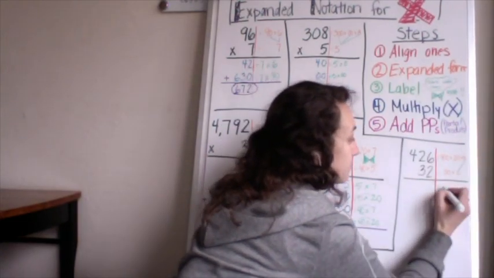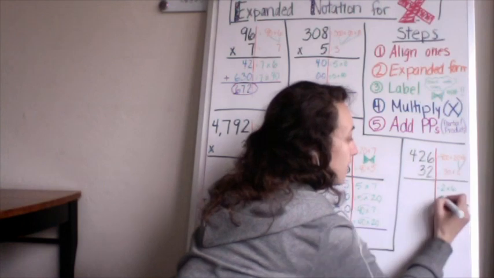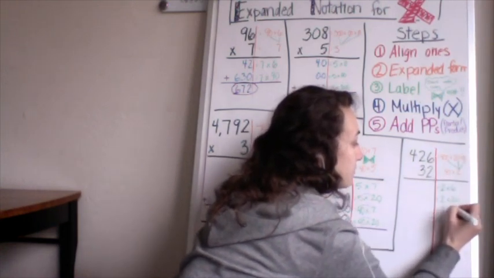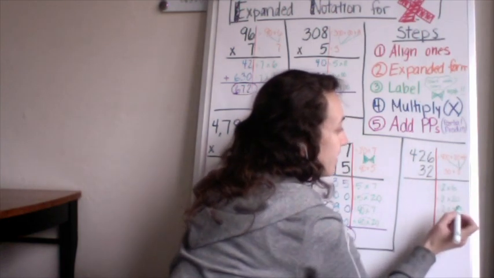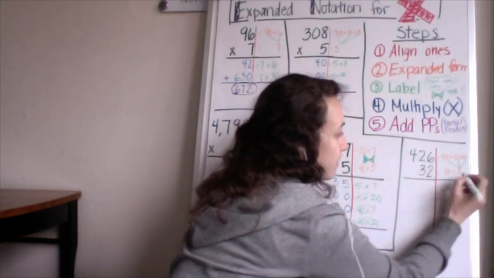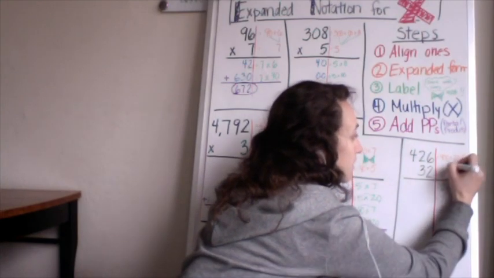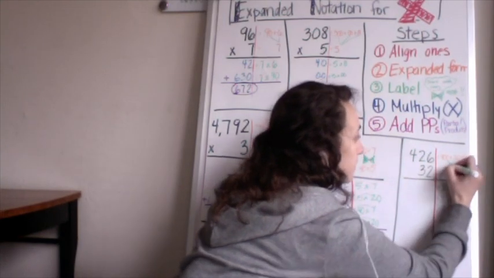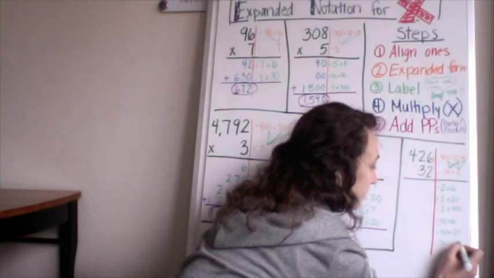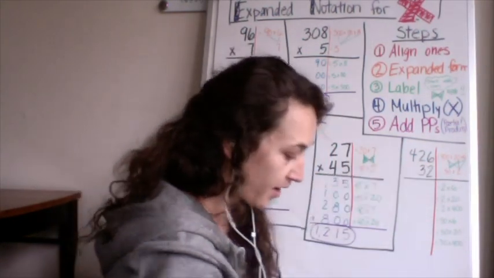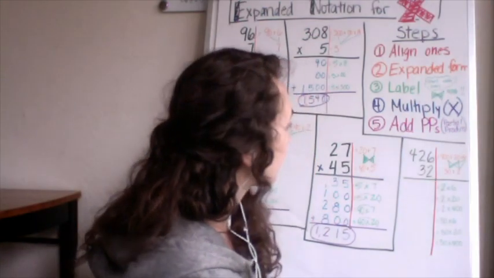So 2 times 6 is my first one, 2 times 20, and 2 times 400. Now I move to my 30s, starting with my ones place always. 30 times 6, 30 times 20, and 30 times 400. Notice our bow tie is a lot more complicated this time. It's got an extra part, but we can still see that bow tie in there.